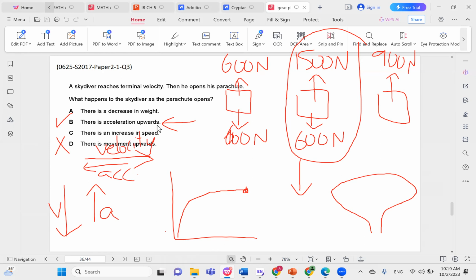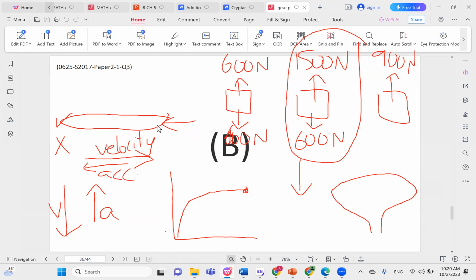So what happens in his case? He's moving downwards, but accelerating upwards, which means that his speed is decreasing, which is the whole point of a parachute. You want to decrease your speed so that you reach the ground at a slower speed and land softly, in a sense. So this is what a parachute does. Therefore, the correct answer here is there is acceleration upwards. Choice B is the correct answer.